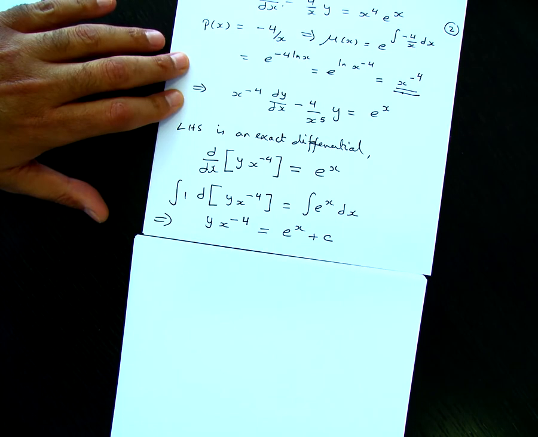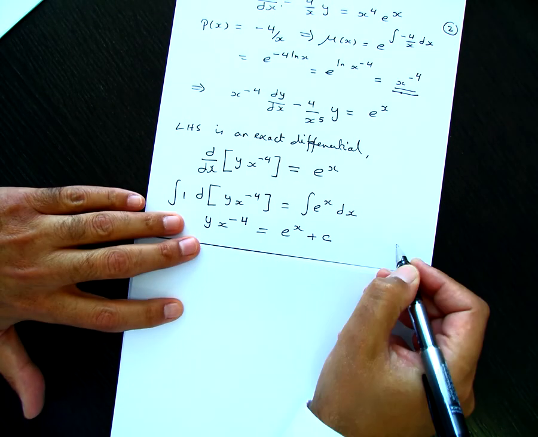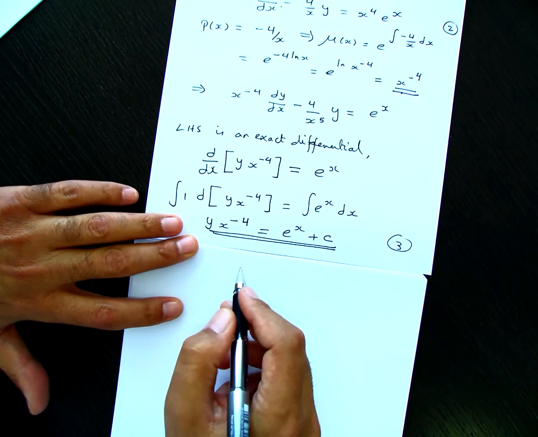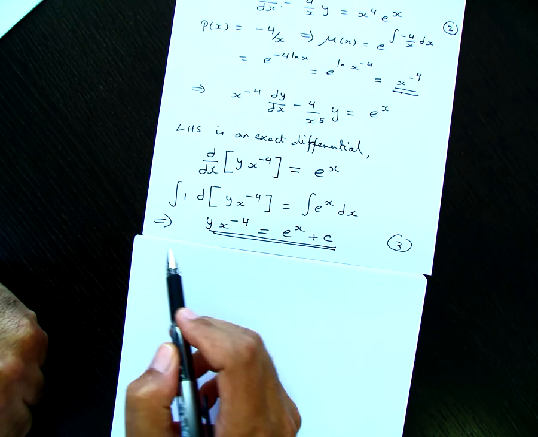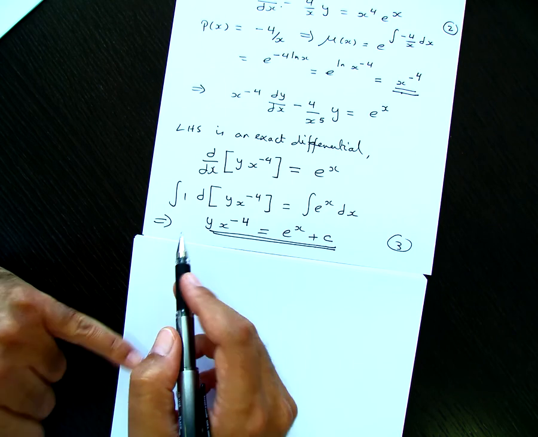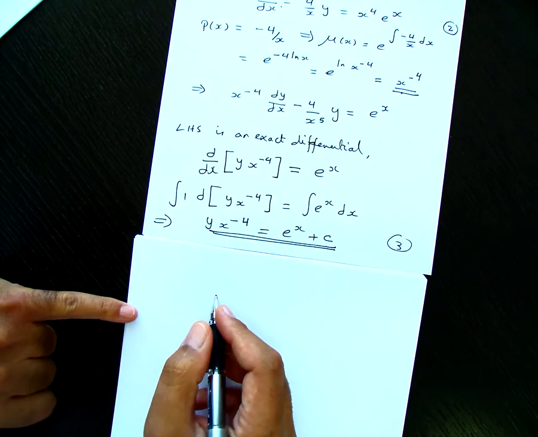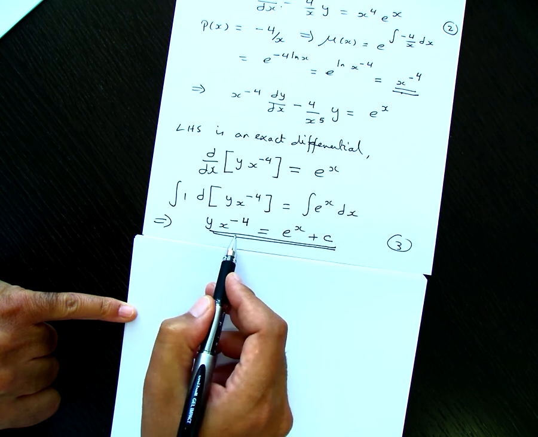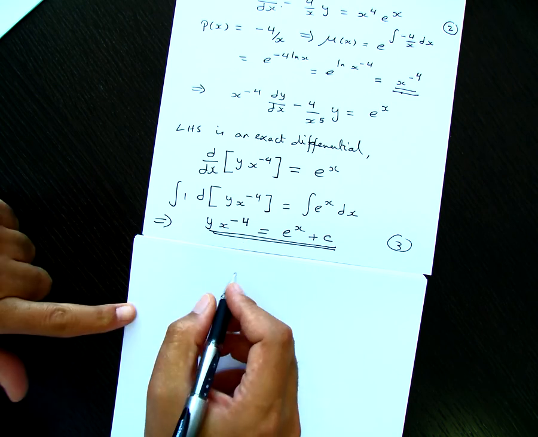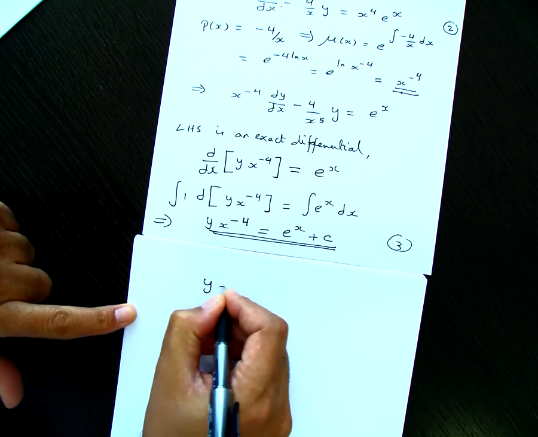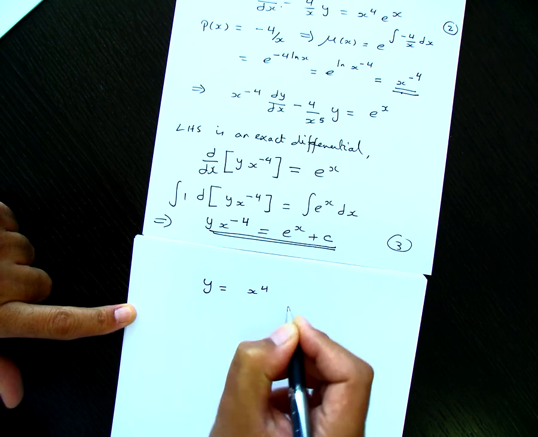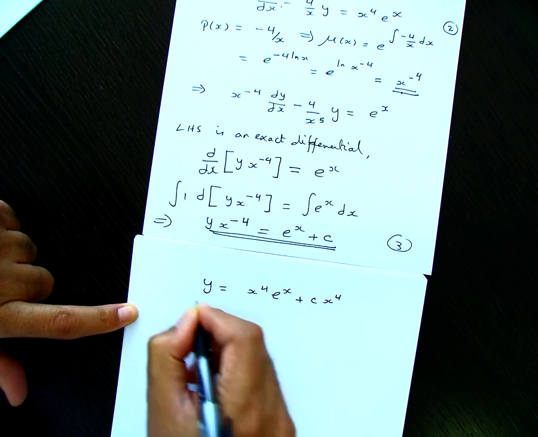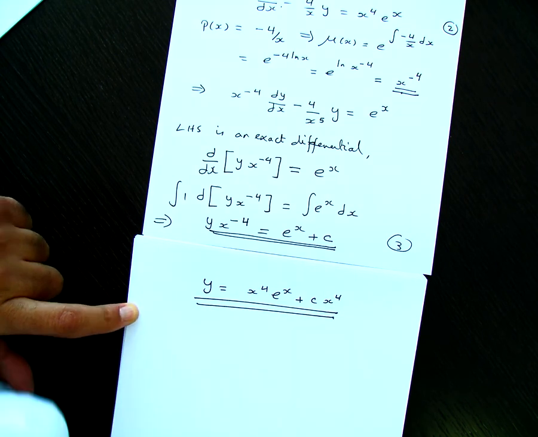Let's call this equation 3. Equation 3 is really a general solution to the differential equation, which is equation 2. We can simplify it by multiplying equation 3 by x to the power 4. Then I will have y equal to x to the 4 e to the x plus c x to the 4. And that is the general solution.